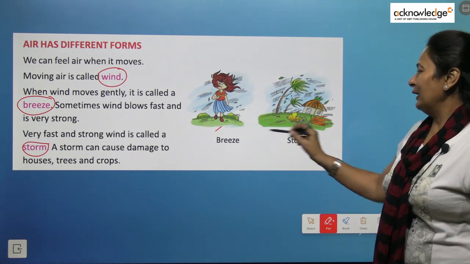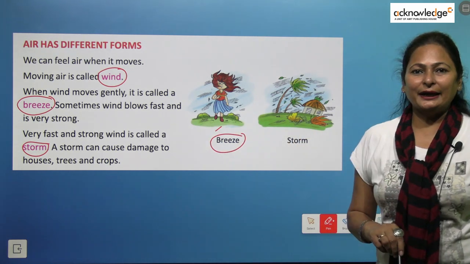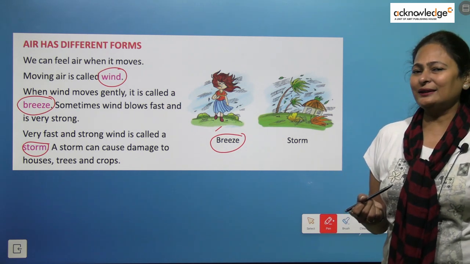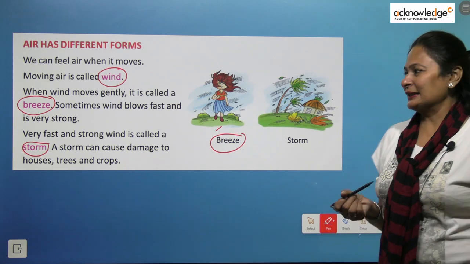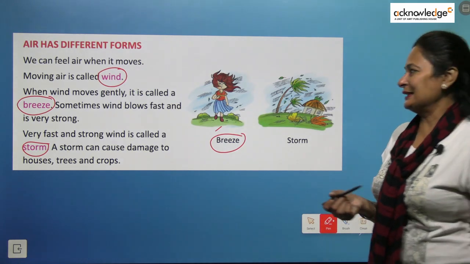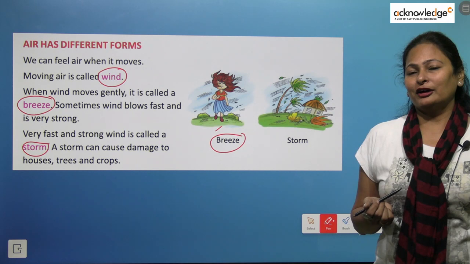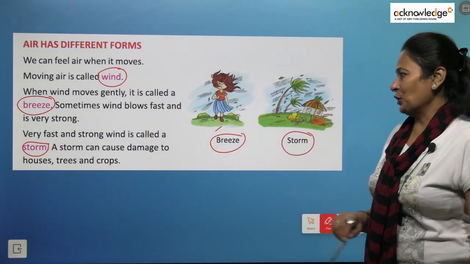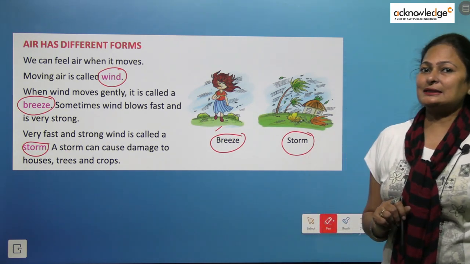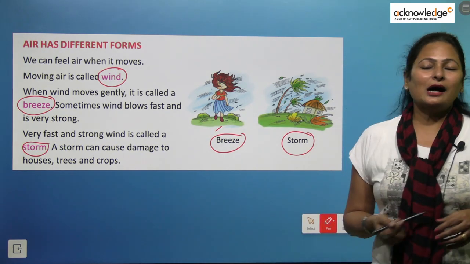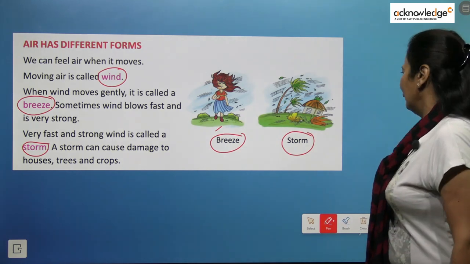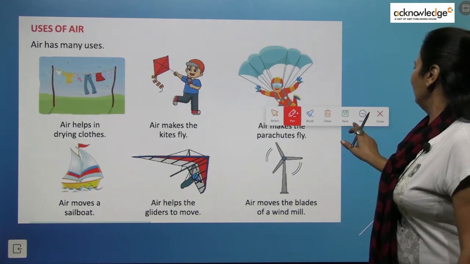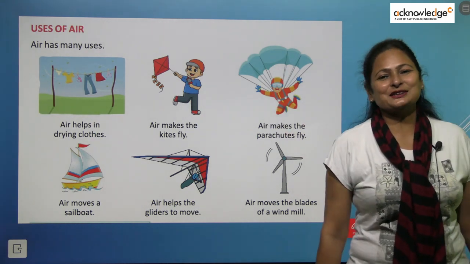Yes, when you go outside of your home and the wind is gently blowing, you feel pleasant. The weather is very pleasant. When the wind is blowing very strongly, it is called a storm, and a storm is dangerous. It can damage our houses, trees and the crops. Now, the next topic of the air is uses of air.